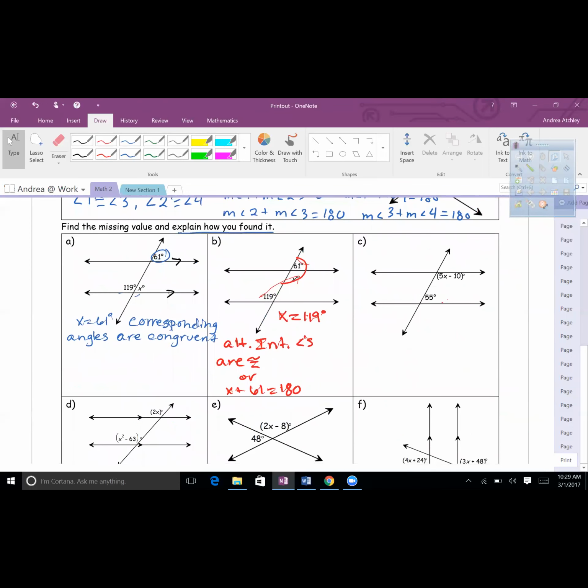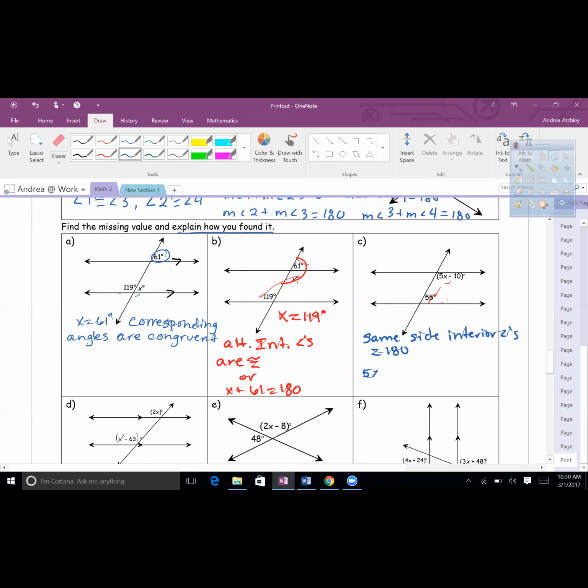If you look at those two angles, do they look like they're the same angle? One's obtuse, one's acute, so they can't be equal to each other, so they have to add to 180. So these are same side interior angles. And they equal 180.